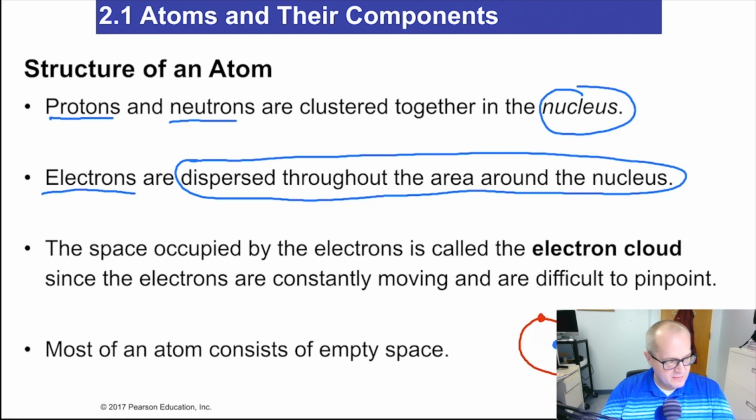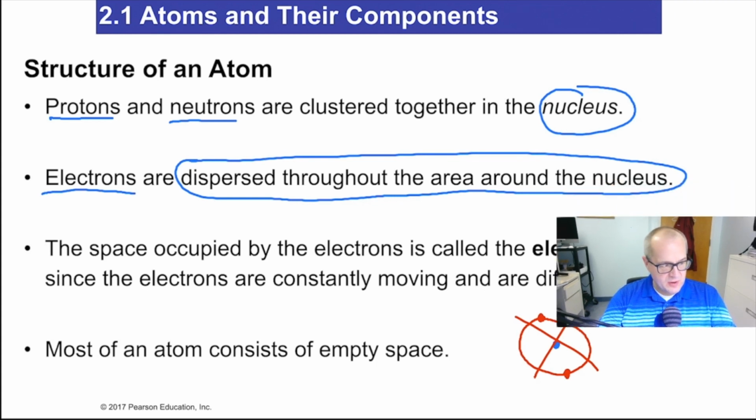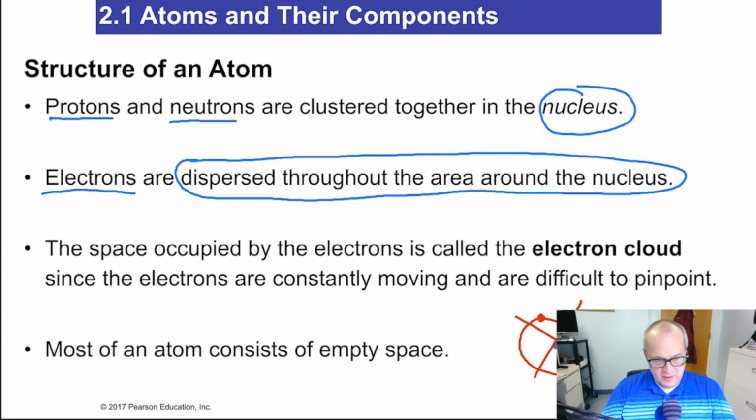Oh, I guess I covered up that drawing a little bit, didn't I? There you go. So this is not an accurate representation of an atom. Atoms are not electrons circling around a nucleus. It doesn't happen that way. The electrons are there somewhere, but they're not circling like planes around an airport or planets around a sun or anything like that. Now, the space occupied by the electrons is sometimes referred to as the electron cloud, since the electrons are always moving and they're very, very difficult to find and pinpoint.